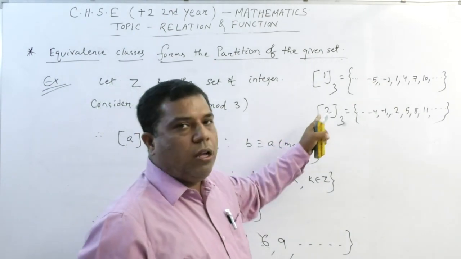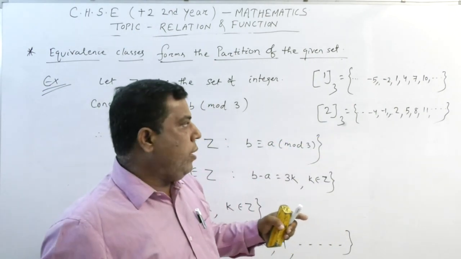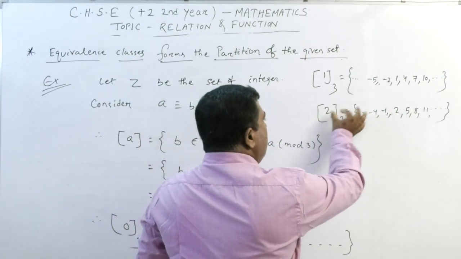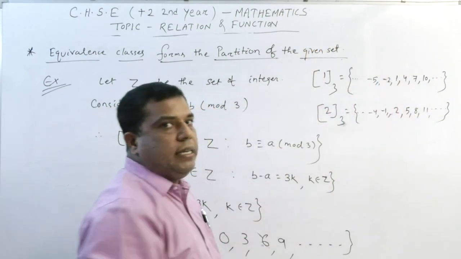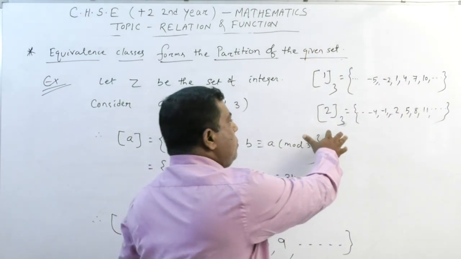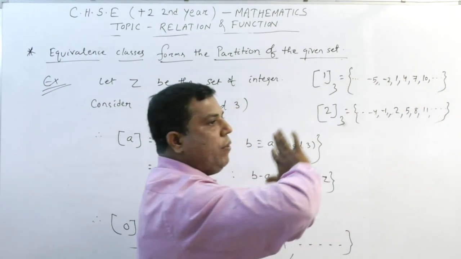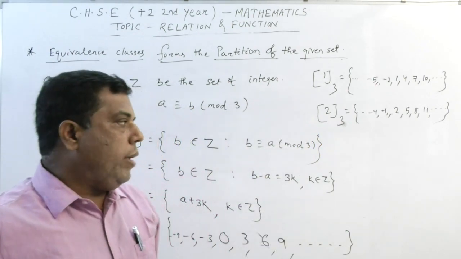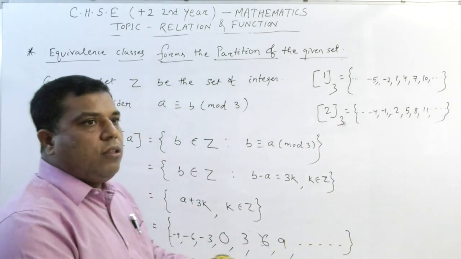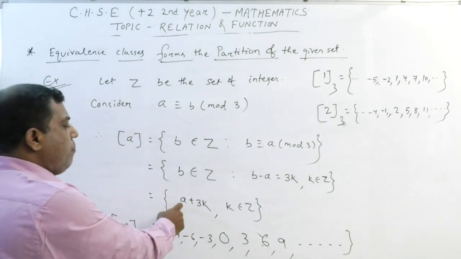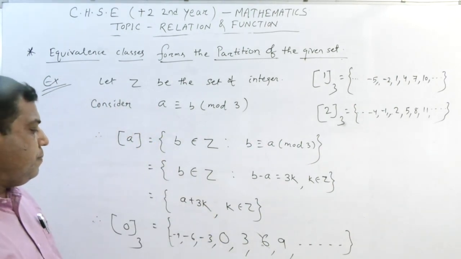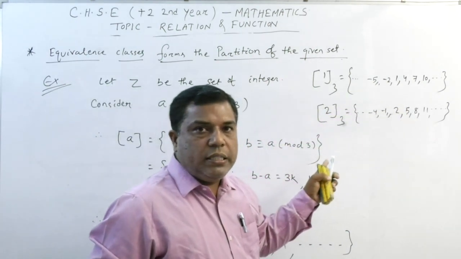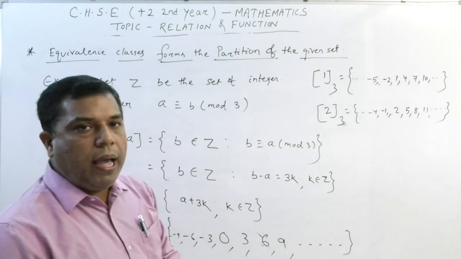Means we are writing in the smallest positive value, but if you see, the congruence class of 2 is equal to the congruence class of 8, and the congruence class of 2 is equal to the congruence class of 11. But in short notation we are writing by the smallest positive value, because the values are repeating as we are saying a plus 3k repeating. So that is how the equivalence classes are formed.